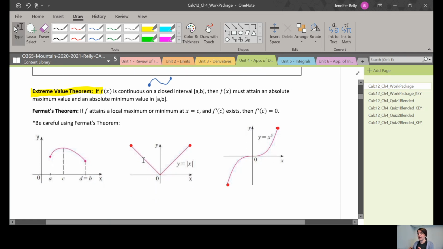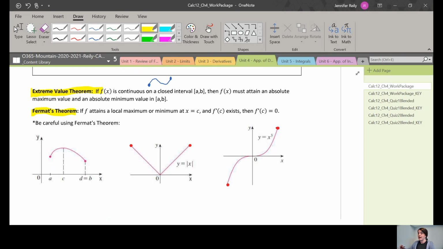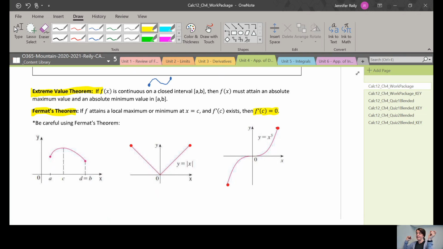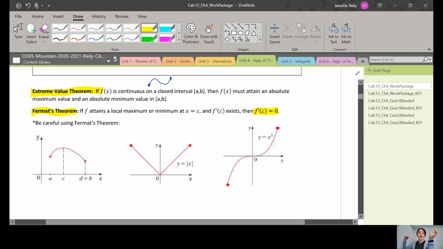Let's look at another theorem here, Fermat's theorem. So when you have a local minimum or maximum at a certain point, and the derivative at that point exists, then the derivative must be zero. That's going to be really key for us. So in other words, you can't have a max or min where the derivative is not zero if the derivative is defined.